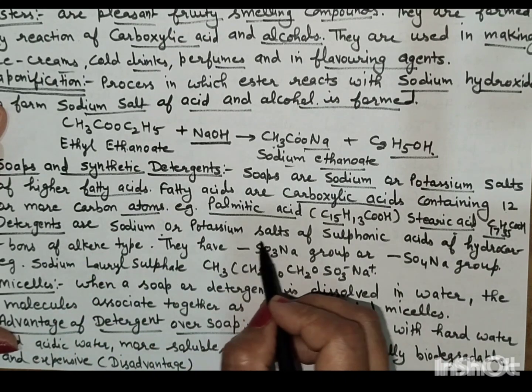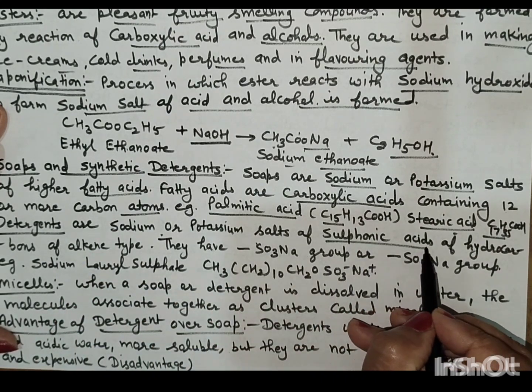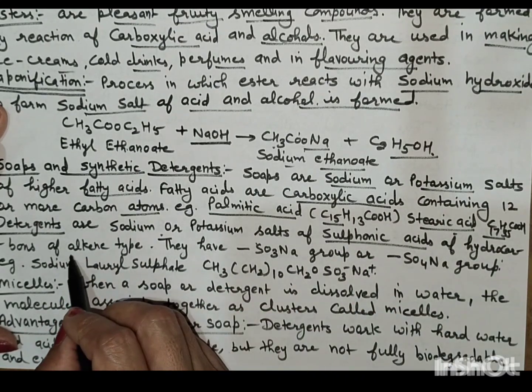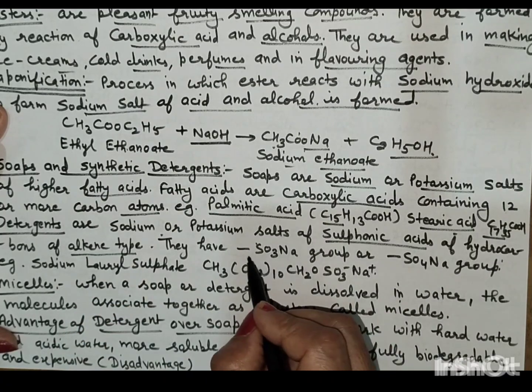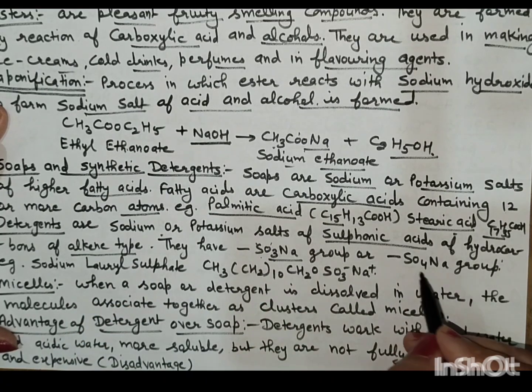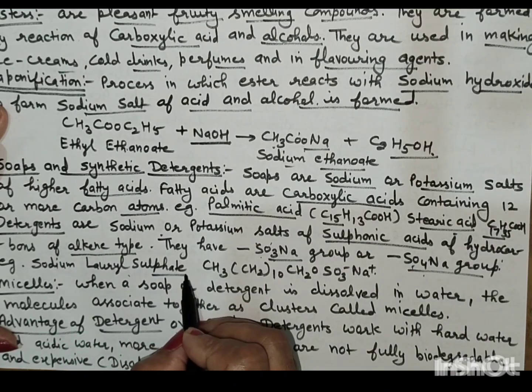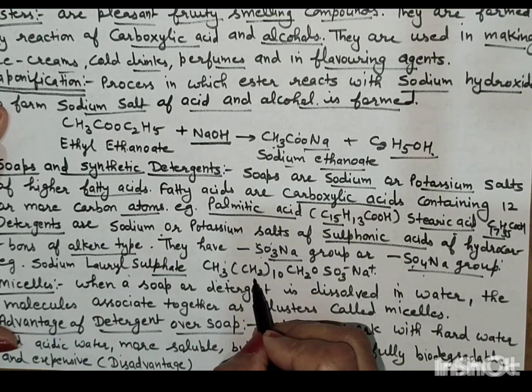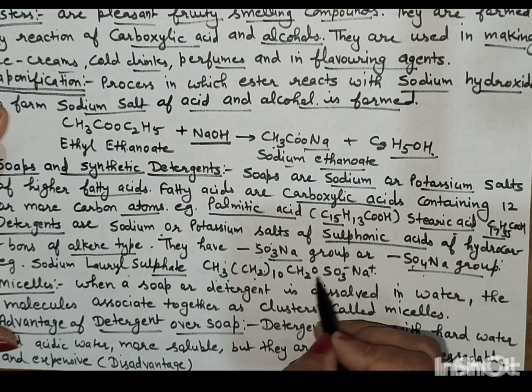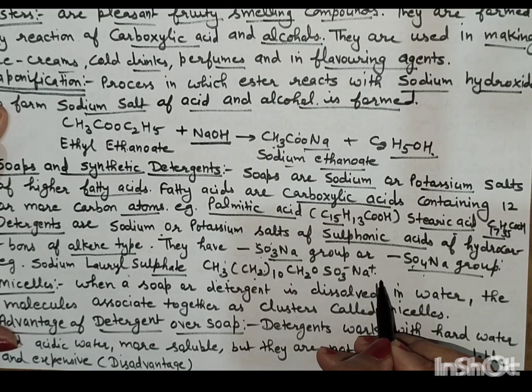Detergents are the sodium or potassium salts of sulfonic acids of hydrocarbons of alkene type. They have an SO3Na group or SO4Na group. Example: sodium lauryl sulfate, CH3(CH2)10CH2OSO3Na.